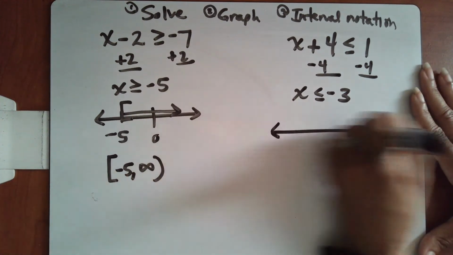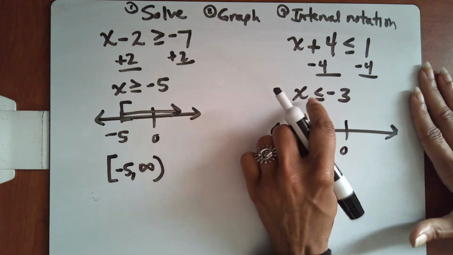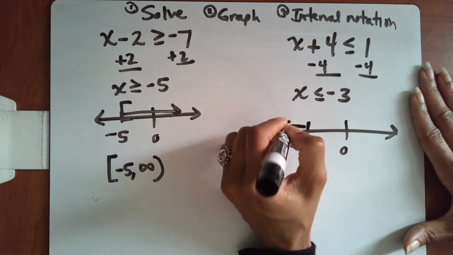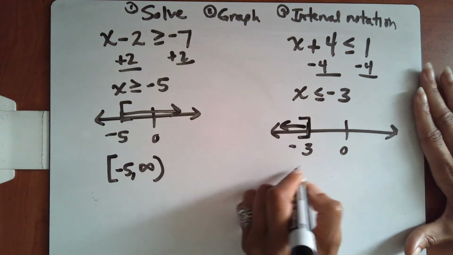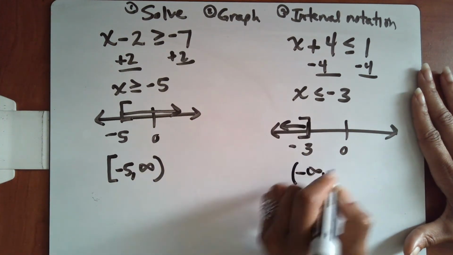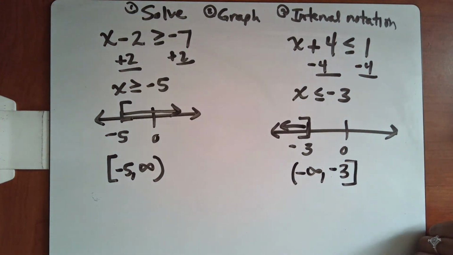So now I can graph less than, so we know it goes to the left, less than or equal to. So there's a bracket there. So the interval notation would be from negative infinity to negative 3 with a bracket.